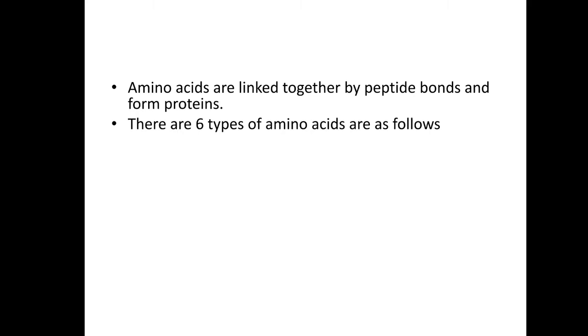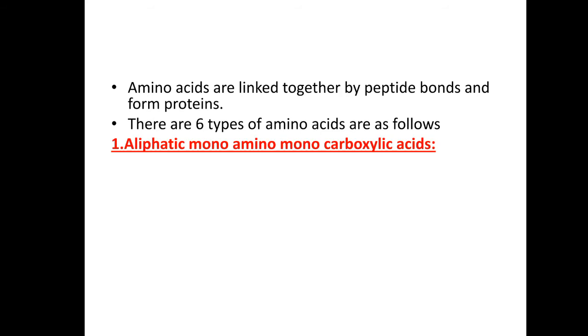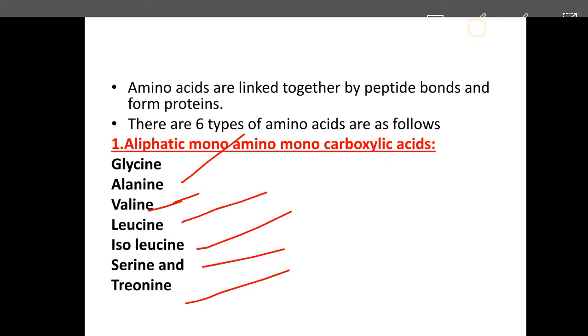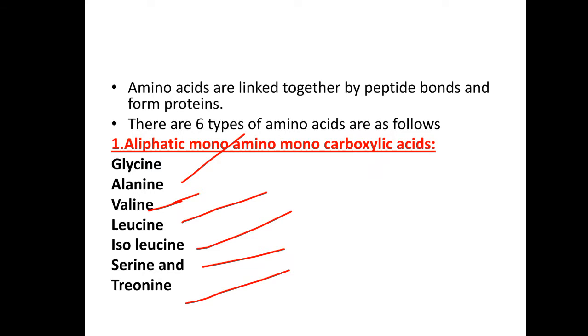And there are 6 types of amino acids. The first one is aliphatic monoamino monocarboxylic acids. సో ఇప్పుడు మనం చూసే అన్ని అమైనో యాసిడ్స్‌లో ఒక అమైనో గ్రూప్ ఉంటుంది, ఒక కార్బాక్సిలిక్ యాసిడ్ గ్రూప్ ఉంటుంది, and these are aliphatic compounds. Examples: glycine, alanine, valine, leucine, isoleucine, serine, and threonine. These amino acids contain only one amino and one carboxylic acid group, and these are all aliphatic compounds.